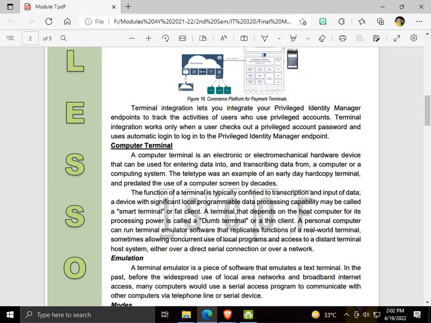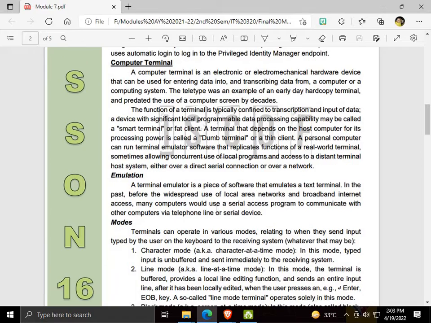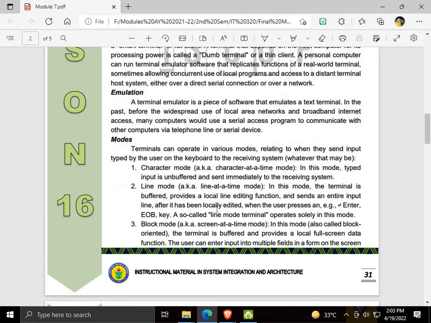A personal computer can run terminal emulator software that replicates the function of a real-world terminal, sometimes allowing concurrent use of local programs and access to the distant terminal host system, either over a direct serial connection or over a network. When we speak about computer terminals, we can refer to emulation. A terminal emulator is a piece of software that emulates a text terminal.